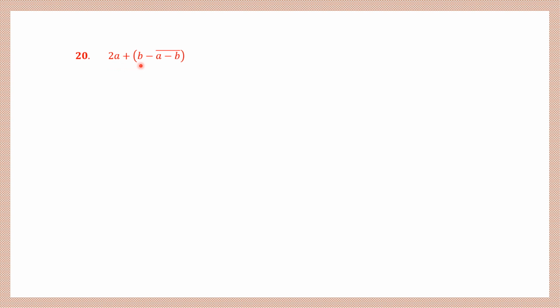Question 20. I have 2a plus, and I have common brackets and a bar bracket. So according to BODMAS, I must do the bar bracket first. So let's work out what is within the bar bracket. So here I have a minus b, but before that you can see a minus sign, isn't it? So put this within brackets. So now, since I have a minus sign before the bracket, I must change the sign of each term inside. So this becomes minus a plus b. So let's write that down there. So this is equal to 2a plus b remains the same, minus a plus b.